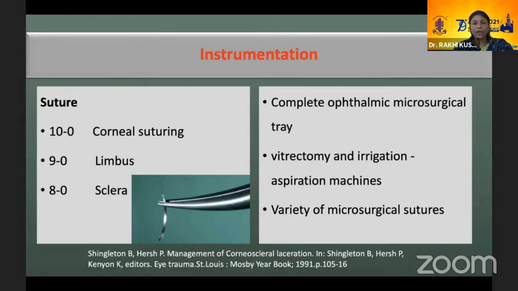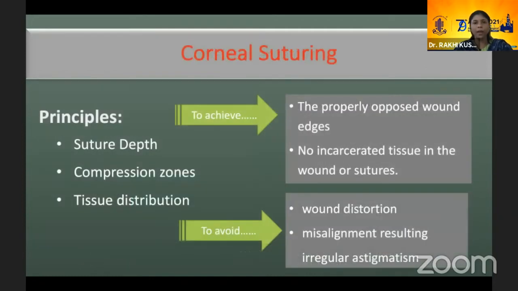Other than that, we should have a vitrectomy, because most of the time these corneal traumas are not present in isolation. They are associated with many underlying traumatized tissues which need to be corrected at the same time.